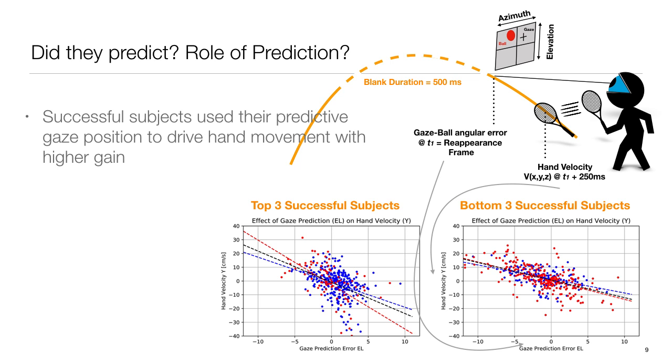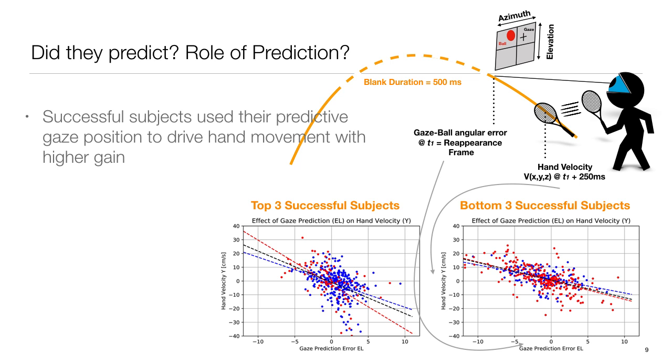Also, if we divide this analysis for two groups of subjects, on the left figure, you can see the top three successful subjects in terms of how many trials they were successful to catch the ball, and on the right side there are bottom three successful subjects shown in red points compared to the blue points that are successful trials. We can see that not only this linear relationship still holds, but also the more successful subjects used a higher gain to update their hand velocity.